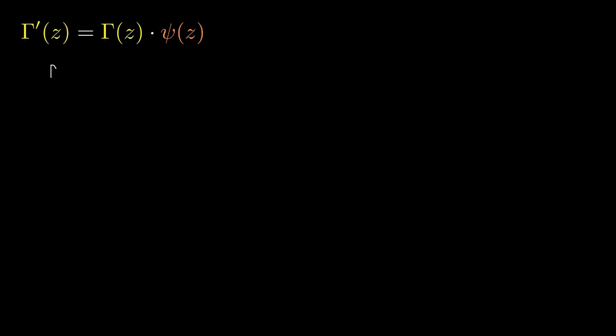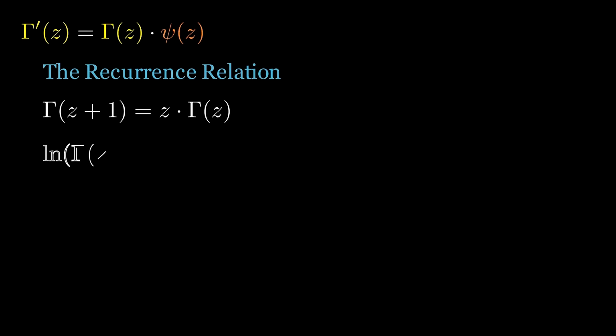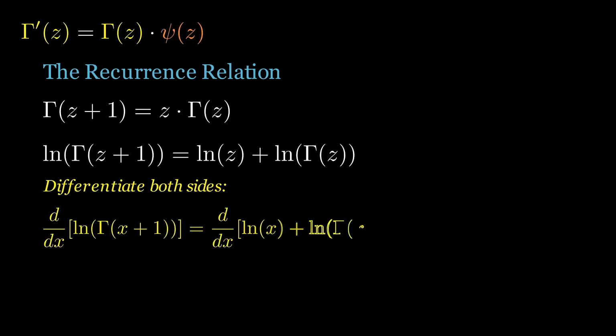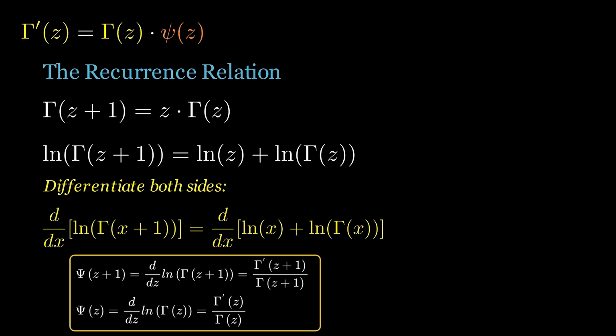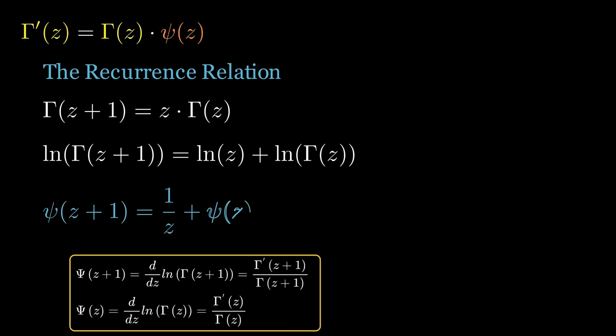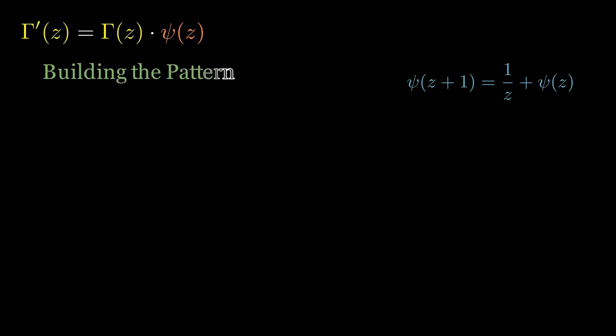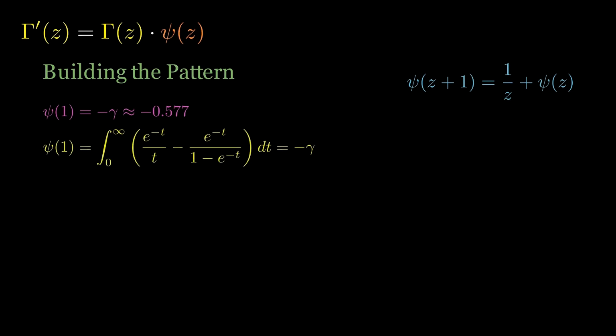Use the gamma recurrence. Gamma of z plus 1 equals z times gamma of z. Take the natural log of both sides. The natural log of gamma of z plus 1 equals the natural log of z plus the natural log of gamma of z. Now differentiate both sides with respect to z. The left side becomes psi of z plus 1. The right side becomes 1 over z plus psi of z. So we get the key recurrence: psi of z plus 1 equals psi of z plus 1 over z.